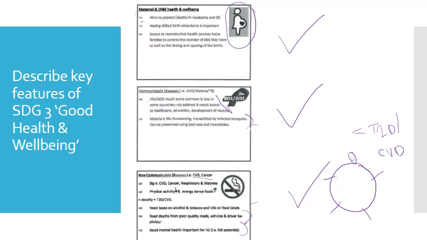So the 3 key features of SDG3, I think, are maternal and child health and well-being for sure, communicable diseases and non-communicable diseases. And I guess you need to be able to describe them a little bit, not much, maybe like 1 or 2 little dot points for each.